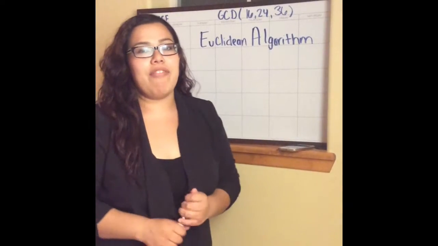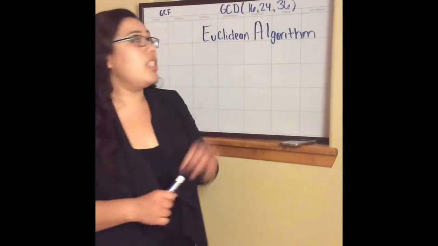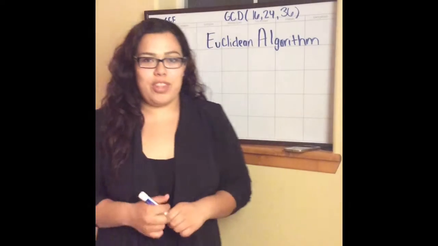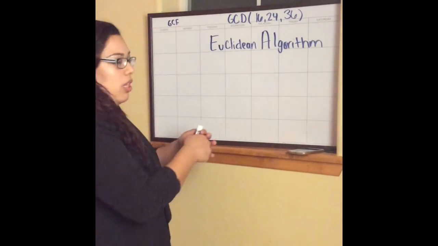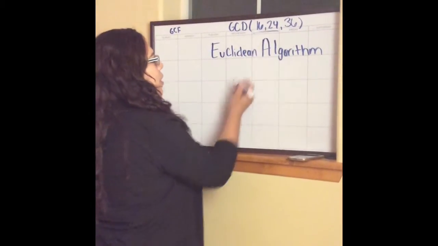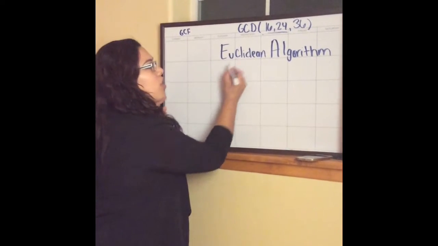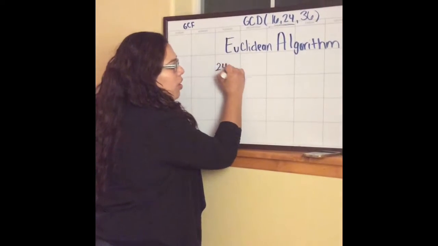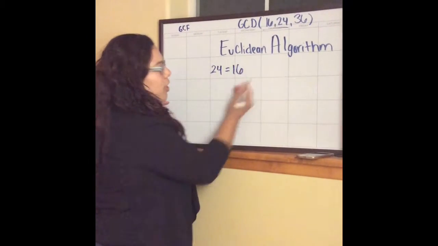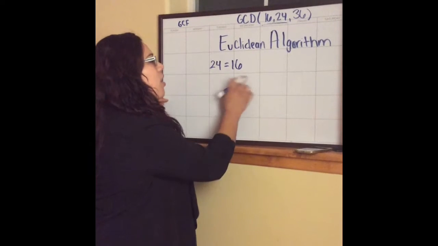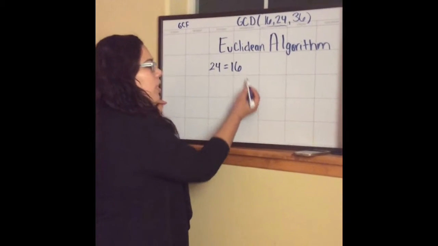Okay, for the last and final way of showing you the GCD of 16, 24, and 36, I'm going to be using the Euclidean algorithm. So we're going to start off by using 16 and 24. We're going to try to find the greatest common factor of those two numbers. So we're going to start with 24 equals 16. The bigger number always has to go out on the outside because it's like if you're dividing. So we're going to do 16.